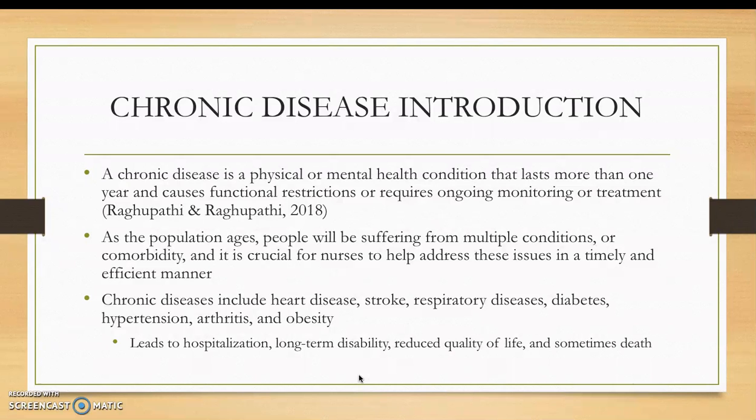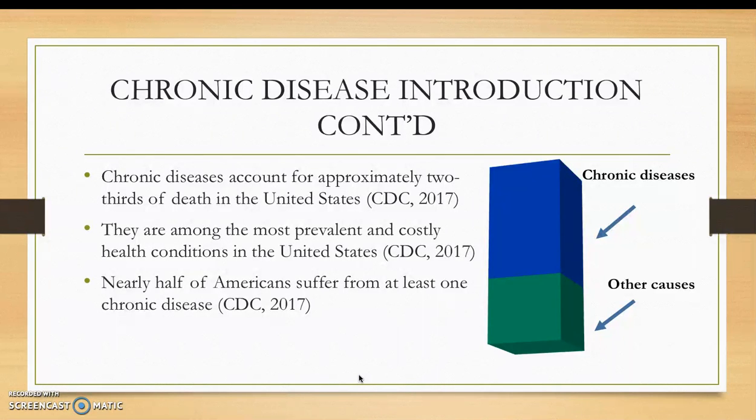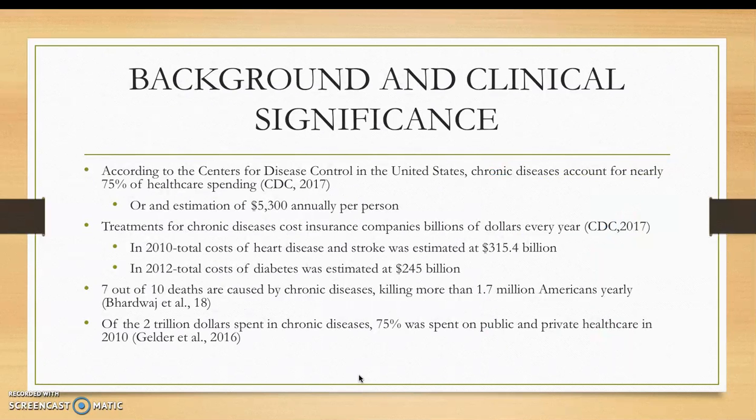Chronic diseases include heart disease, stroke, respiratory disease, diabetes, hypertension, arthritis, and obesity, which lead to hospitalization, long-term disability, reduced quality of life, and sometimes death. Chronic disease introduction continued. Chronic diseases account for approximately 2/3 of deaths in the United States. They are among the most prevalent and costly health conditions in the United States. Nearly half of Americans suffer from at least one chronic disease.